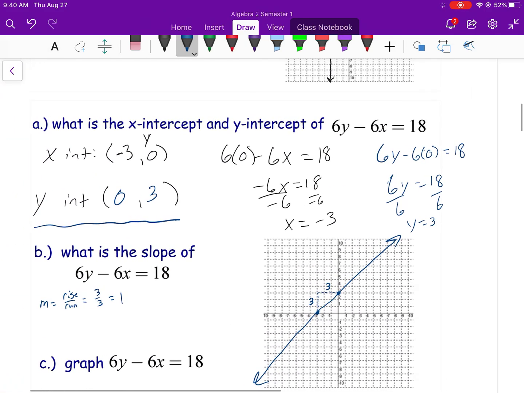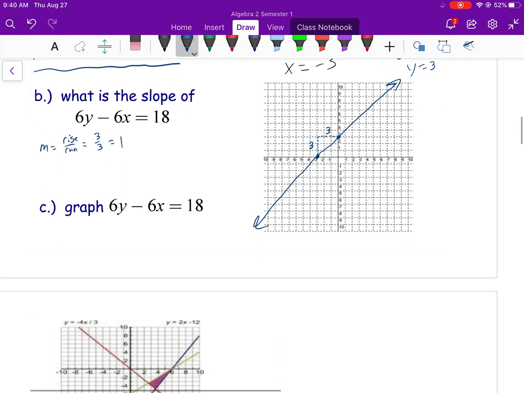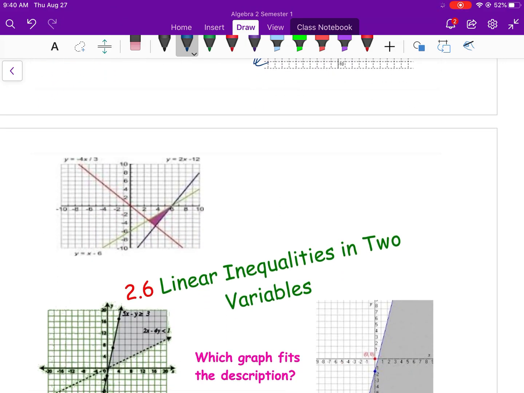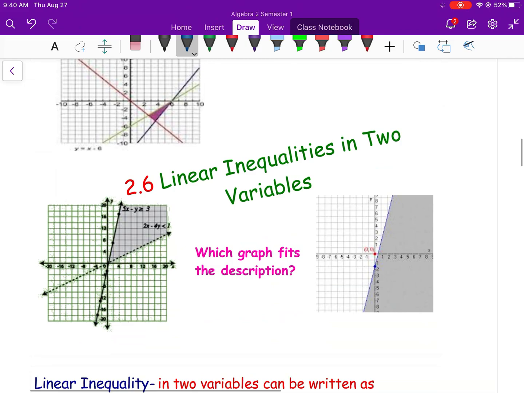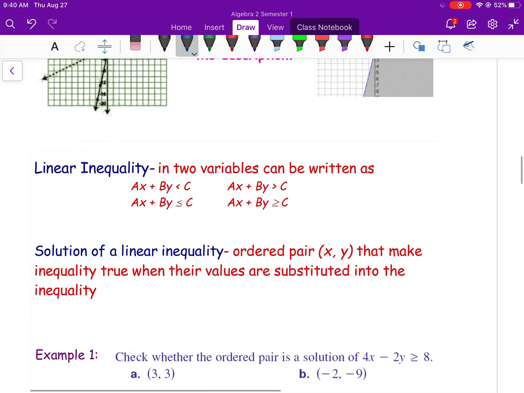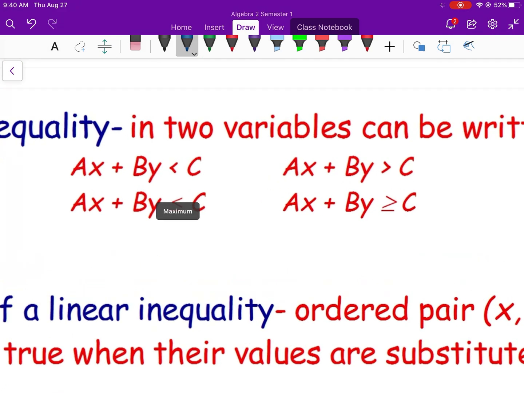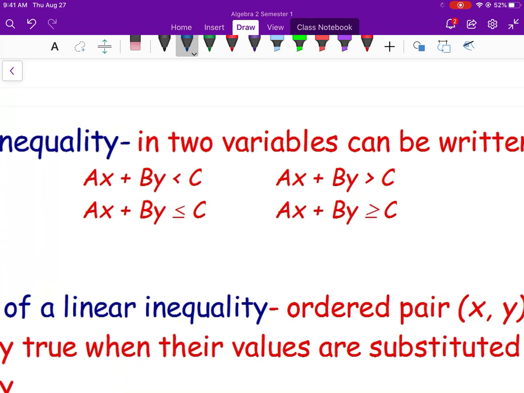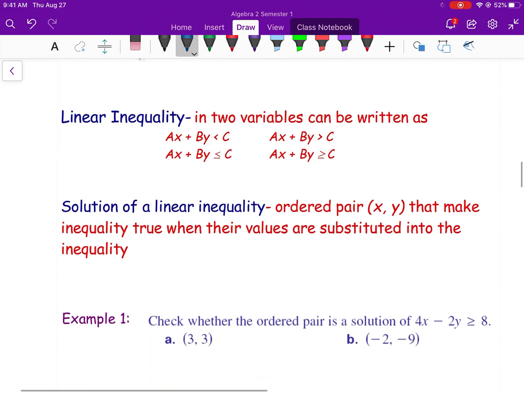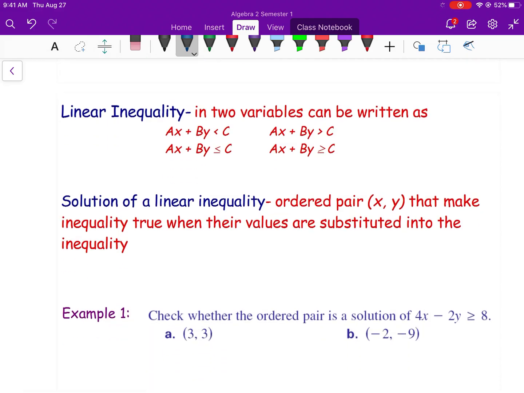Those are basic skills that we need to have moving forward, because today we're going to start looking at inequalities of lines. Okay, so linear inequalities, it's just ax plus by. That's the standard form for a linear equation, or in this case an inequality, because we're given those inequality signs. Now solutions to a linear inequality use that same idea. We're going to take that ordered pair that makes the inequality true when their values are substituted into the inequality.